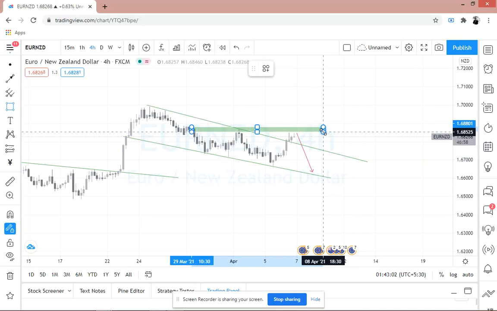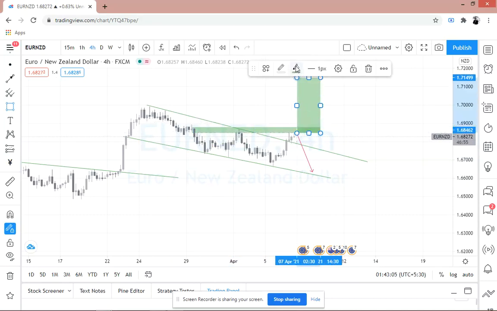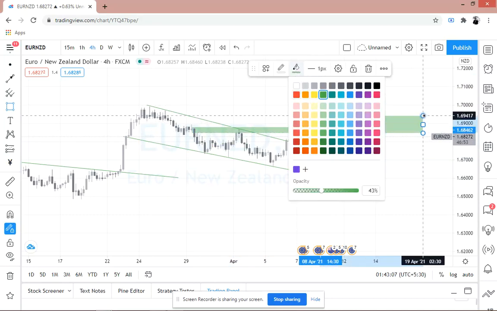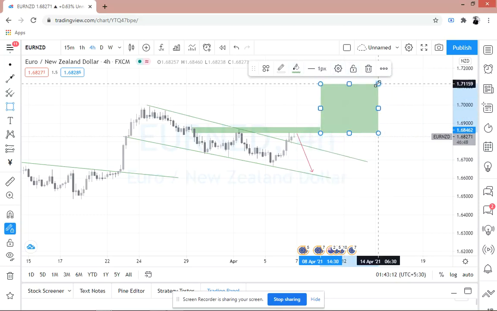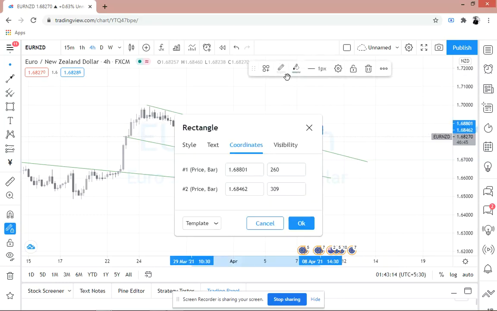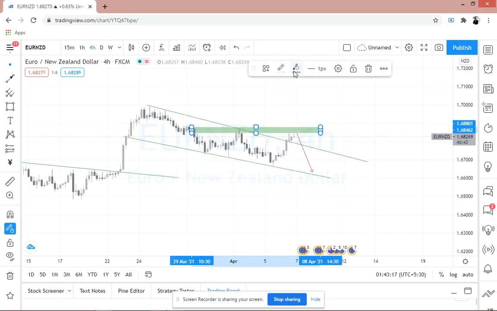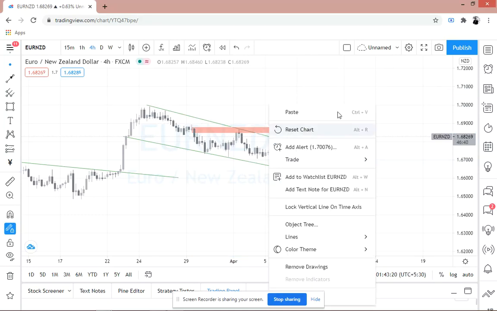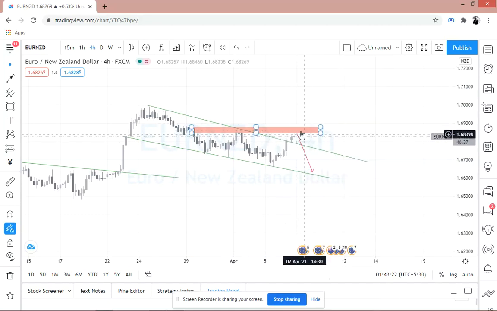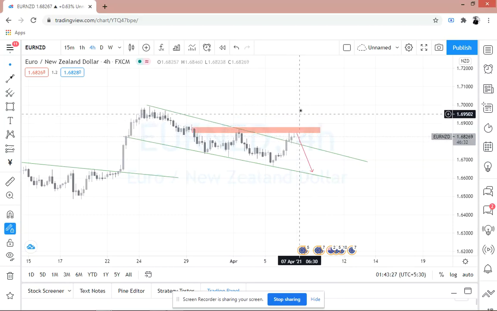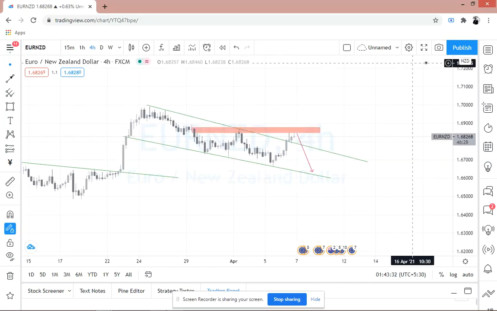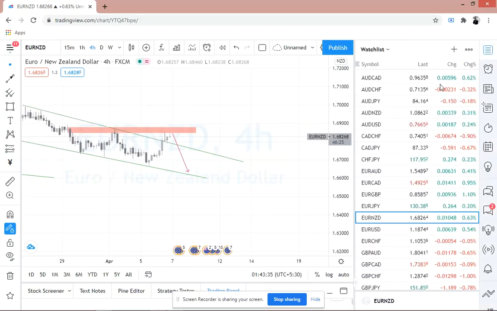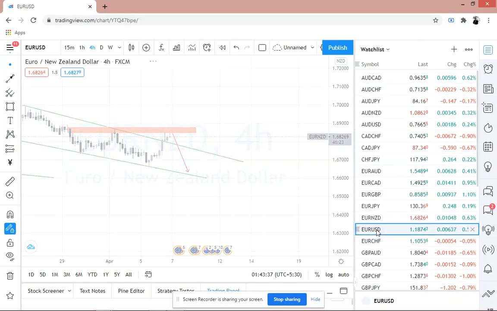You can also see some sellers at this level, and at this area. So I expect sellers' entry. If there's any breakout from this resistance area, then we should expect buyers' entry. But on Euro NZD, I expect sellers' entry to the downside. So we should just stick around and follow the trend.